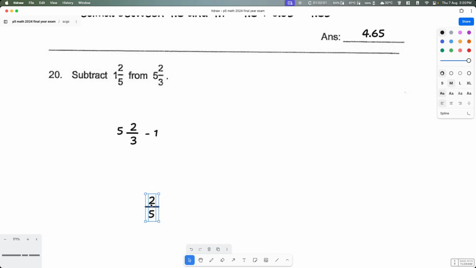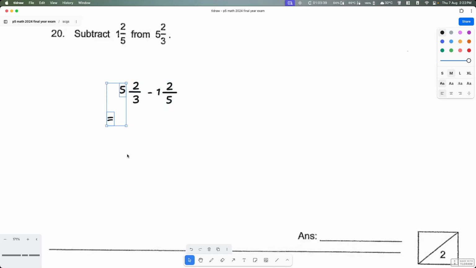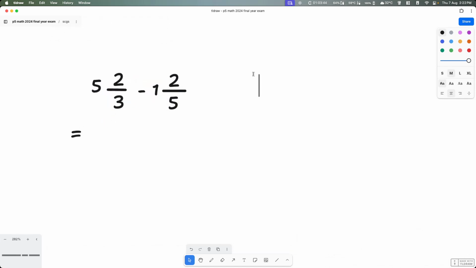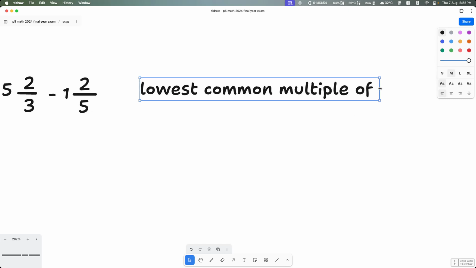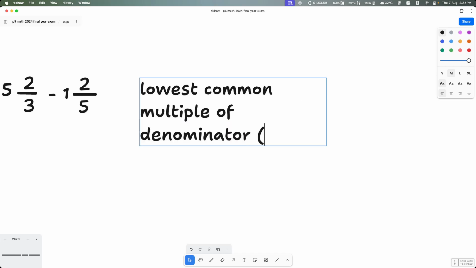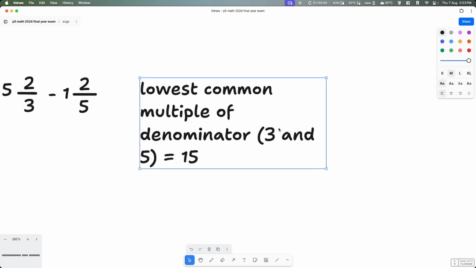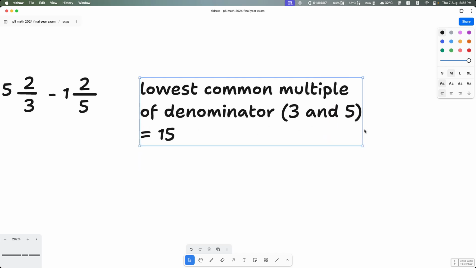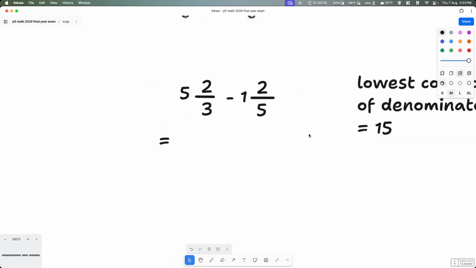From here, what we can do is get the lowest common multiple of the denominators, in this case 5 and 3, which is 15. So the lowest common multiple denominator is 3 times 5.